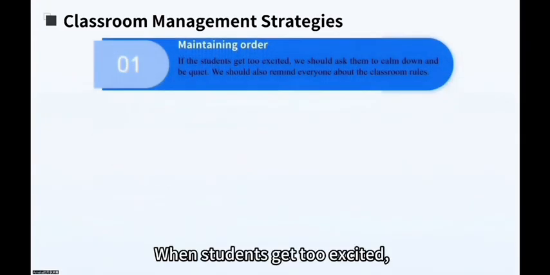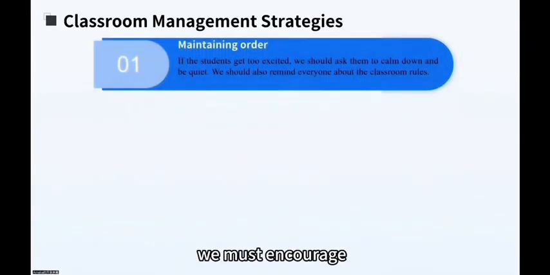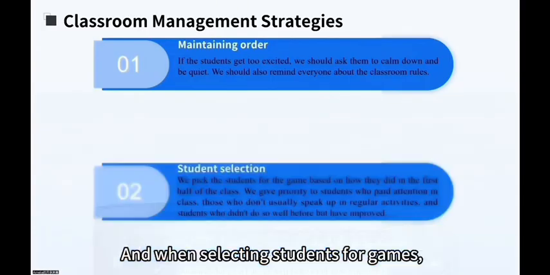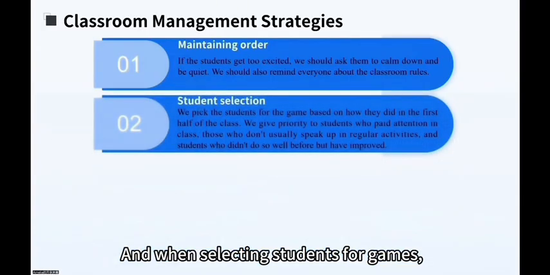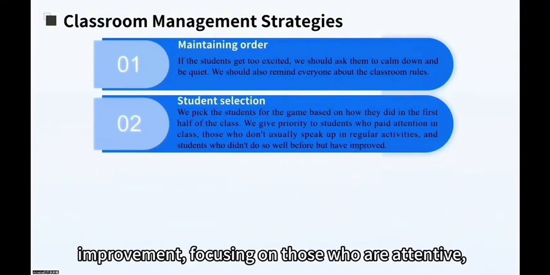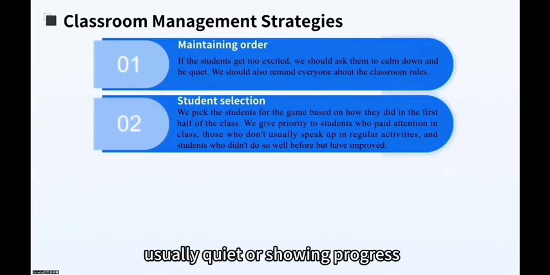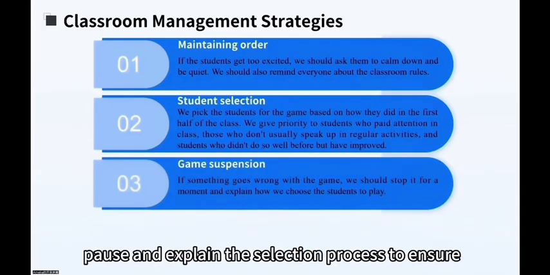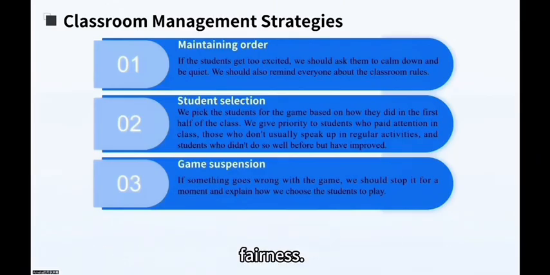When students get too excited, we must encourage calmness and remind them of our classroom rules. And when selecting students for games, we should choose based on their participation and improvement, focusing on those who are attentive, usually quiet, or showing progress. Thirdly, if there's an issue with the game, pause and explain the selection process to ensure fairness.